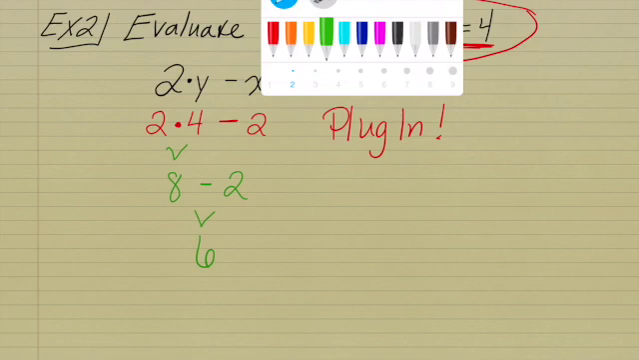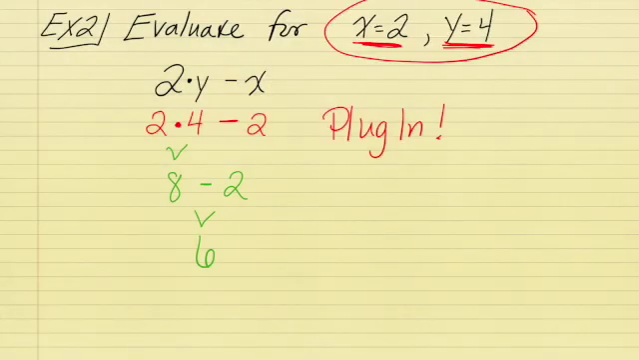Now, if I'm grading this on your quiz, like you're going to have on Tuesday, you get a point for showing the plug-in, a point for showing the correct drop-down work, and a point for the correct answer. So these are worth 3 points. You have to show that plug-in phase, or you're not going to get that point. This is the whole skill here.